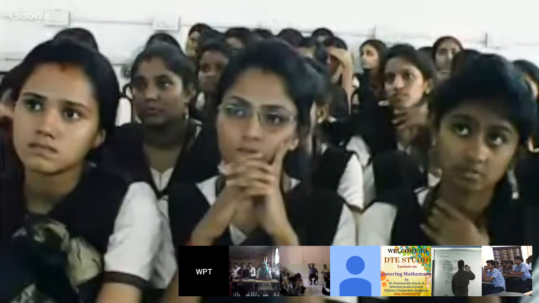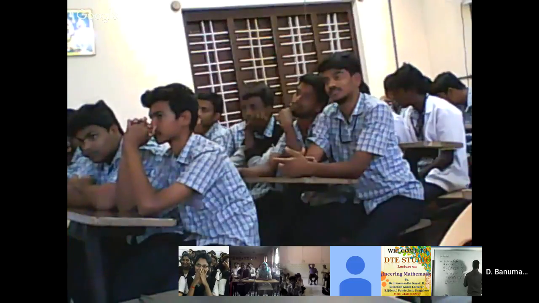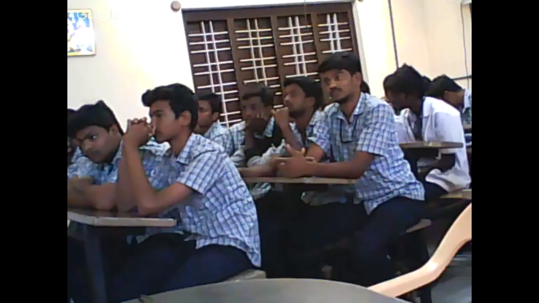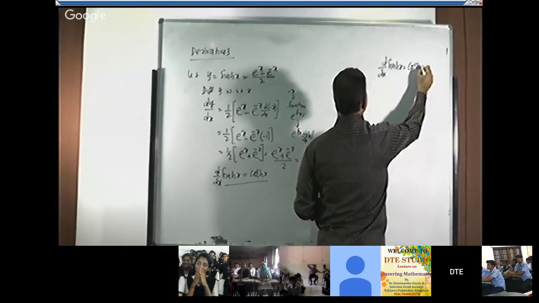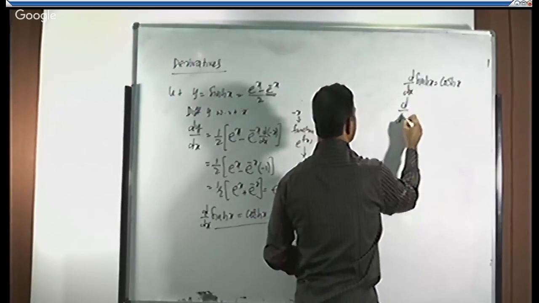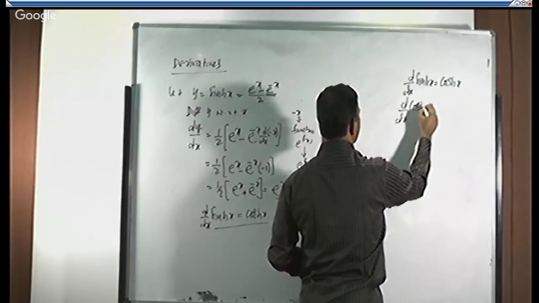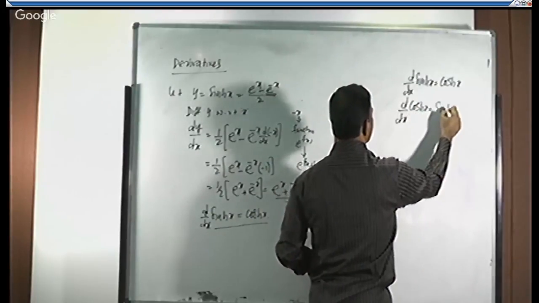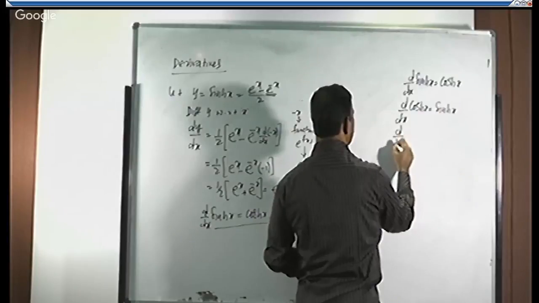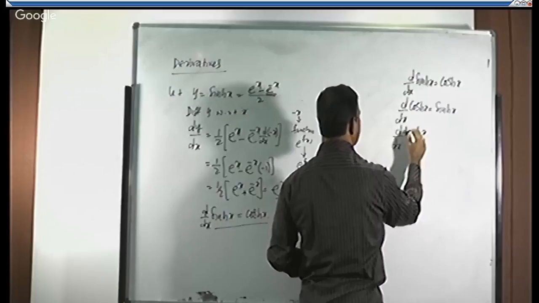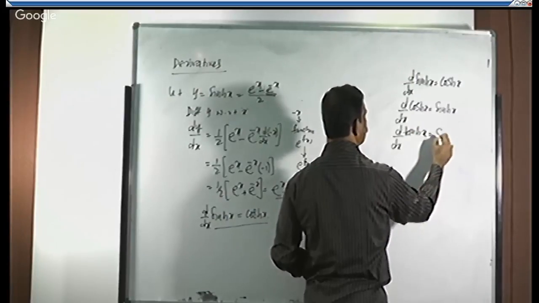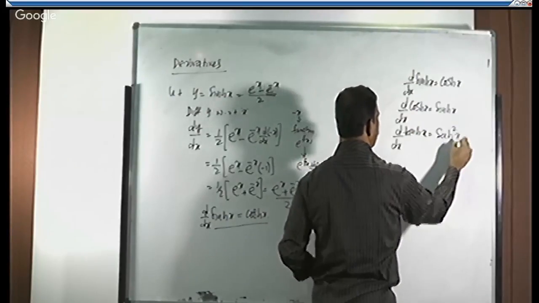So I will make you a list of derivatives of hyperbolic functions. See, d by dx of sin hx is equal to cos hx. D by dx of cos hx is equal to sin hx. D by dx of tan hx is equal to secant h square x.